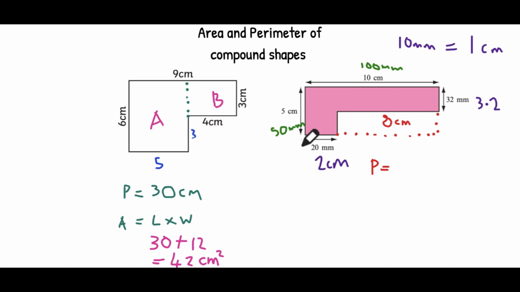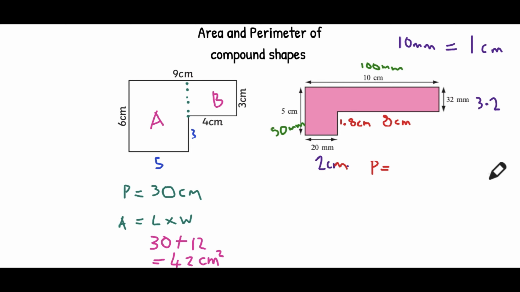Then if this side is 5 centimeters and this side is 3.2, that means that will be 5 minus 3.2. If we add 0.8 there, that's 4, so it will be 1.8 centimeters. Let me just erase that there. We said that was 2 centimeters.